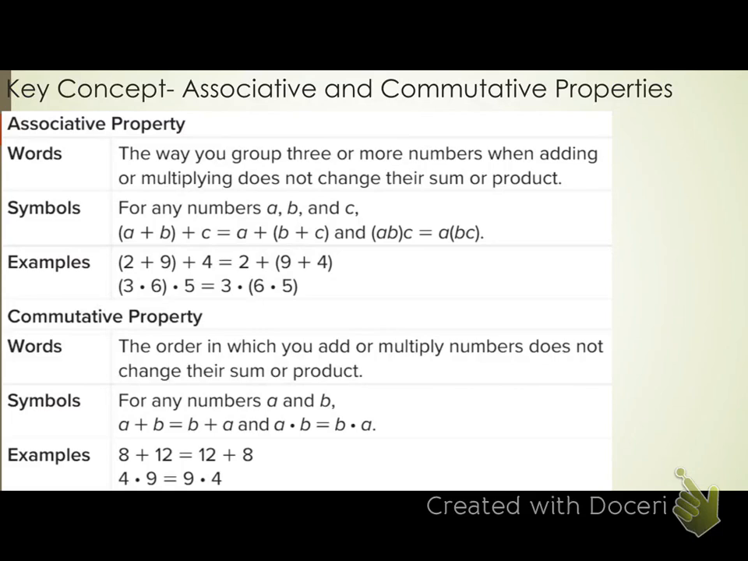Okay, commutative property. The order in which you add or multiply numbers does not change their sum or product. So like I was saying earlier, here's some other examples. 8 plus 12 is the same thing as 12 plus 8. It does not matter which number I have come first. Same thing with multiplication. 4 times 9 is the same thing as 9 times 4. It does not matter what order I have those numbers in. Are there any questions on the associative property or the commutative property here? Okay, I'll give you a little time on this slide. So let's go ahead and move on for time's sake.